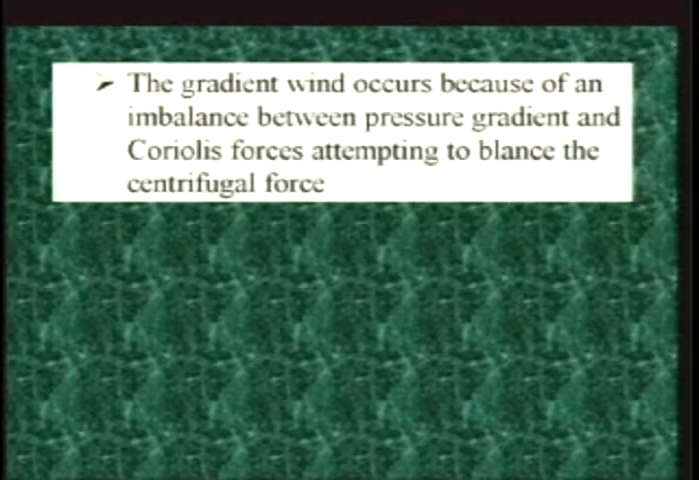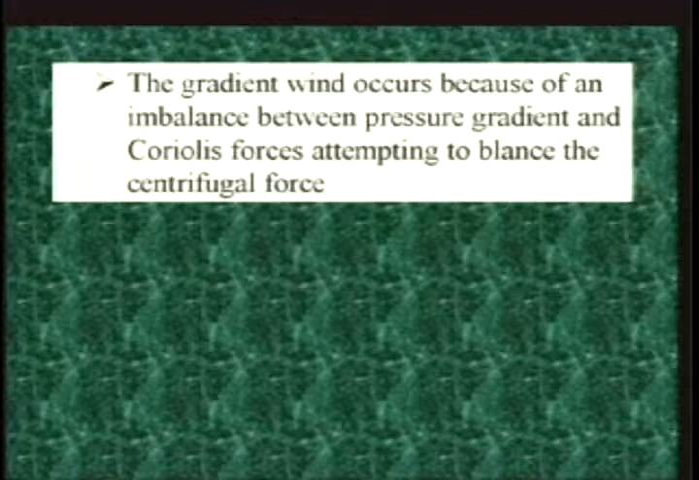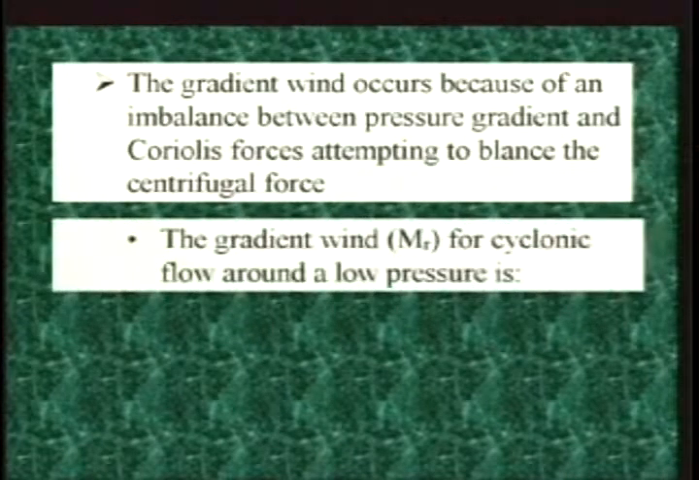The gradient wind occurs because of an imbalance between the pressure gradient and the Coriolis forces attempting to balance the centrifugal force. A lot of forces are coming into play here, and they're all trying to balance everything out. Something you probably learned in basic meteorology is that weather occurs because Mother Nature, the atmosphere, whatever you want to call it, is trying to reach equilibrium. And in that attempt to reach equilibrium, we create things like storms, frontal boundaries, and so on. The gradient wind occurs because of this attempt to balance all of these different forces.